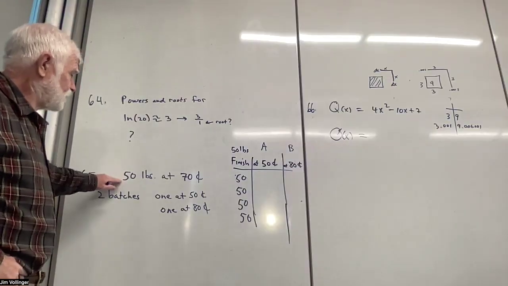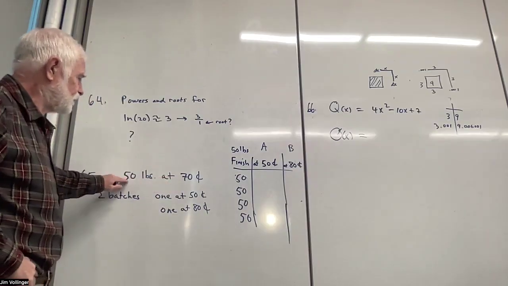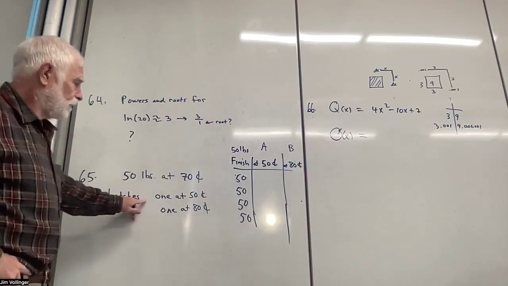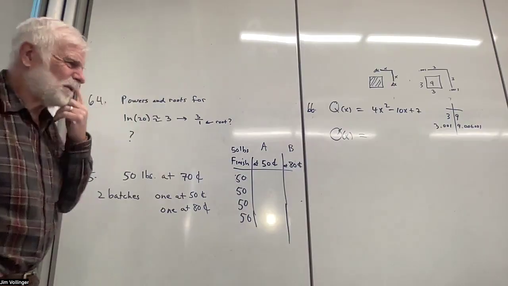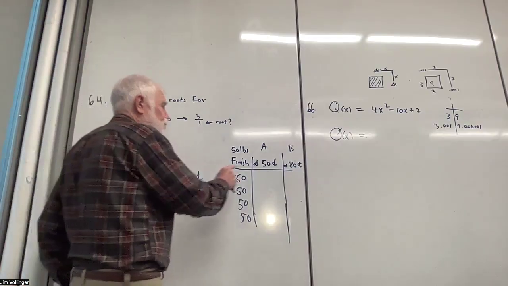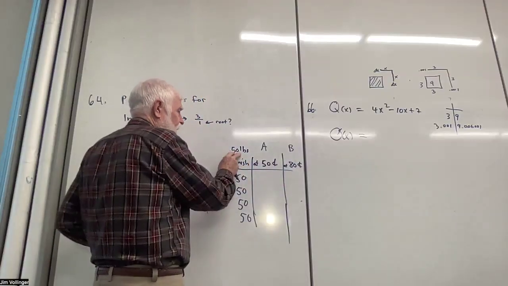So you got a batch of candy that you want to sell for 70 cents. You want to sell 50 pounds of candy for 70 cents, but it's coming from 2 batches, one 50-cent candy and one 80-cent candy. All right, so how do we approach that? Slow the brain down a little bit. Got 2 batches, one at 50 pounds, the final batch 50 pounds.